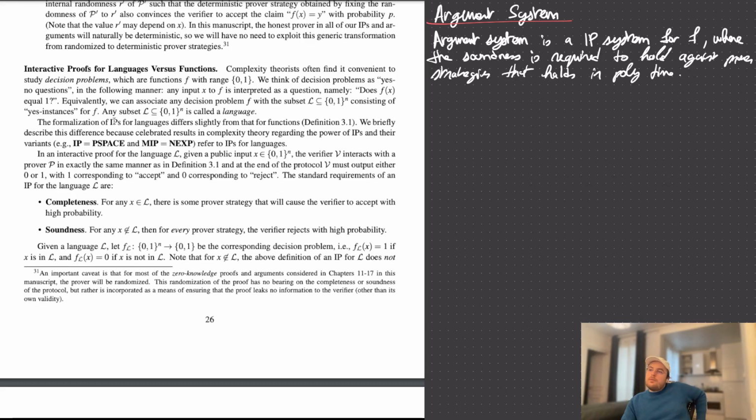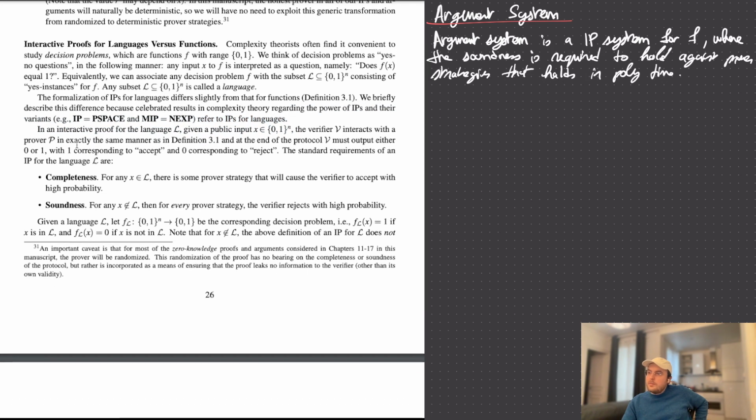The formalization of interactive proof for languages slightly differs from that for functions. We briefly describe this difference because celebrated results in complexity theory regarding the power of interactive proofs and their variants, for example IP equals PSPACE and IP equals NEXP, refer to IP for languages. In an interactive proof for the language L, given an input x, the verifier V interacts with a prover P in the same manner as for functions, and accepts or rejects.